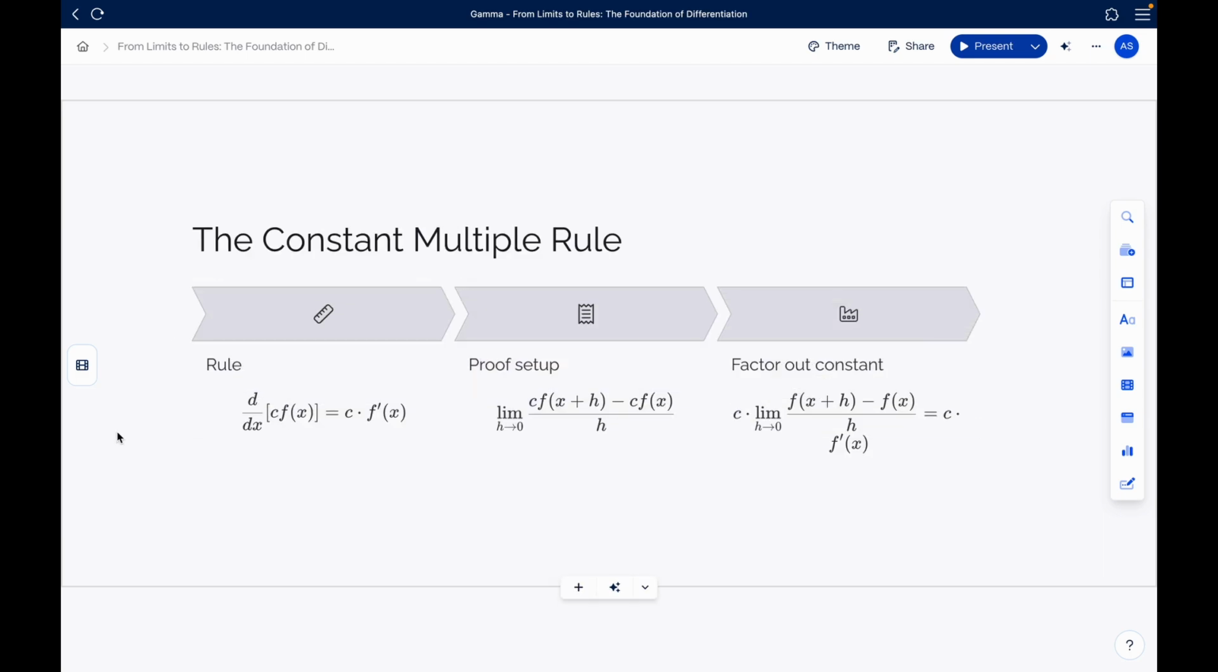The proof for the constant multiple rule is a bit different, but also much simpler than what we saw above with the power rule proof. So d over dx of c times f of x needs to be equal to c times f dash of x. If we use the proof setup, the limit as h approaches 0 of c times f of x plus h minus c times f of x, over h. Then we factor the constant out of the limit, and it just becomes c times f dash of x.